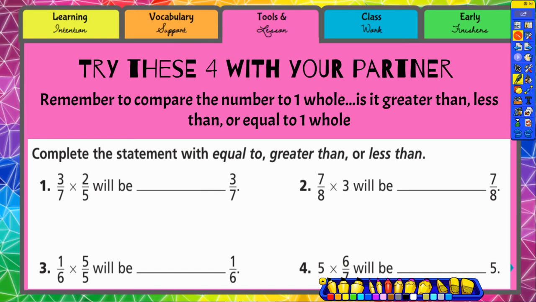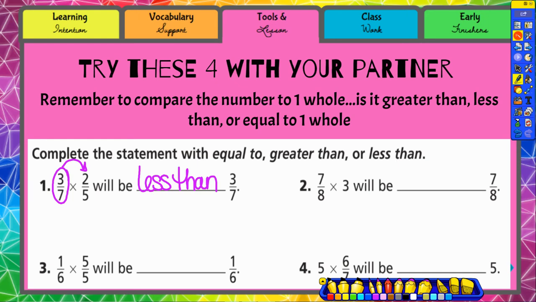All right, let's take a look. 3/7 times 2/5. Will that be greater than, less than, or equal to 3/7? So I'm looking at 3/7. What am I multiplying by? 2/5. 2/5 is less than 1. So that means that my answer will be less than 3/7.